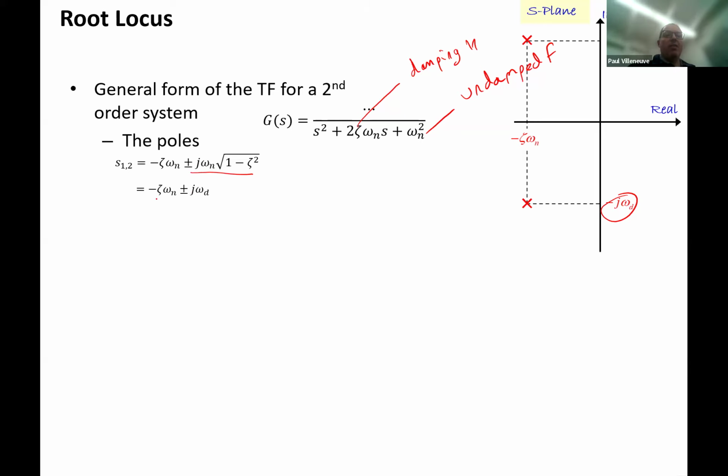Okay. So now we have negative zeta omega sub n plus or minus j omega sub d. Omega sub d is our damped frequency. So all I'm going to do is plot those roots on our pole zero map. What I see is this is j omega d and minus j omega d, and here is the real part, minus zeta omega sub n. Well, we love doing triangles, right? So is there a way of calculating what that angle is? Do you all remember?